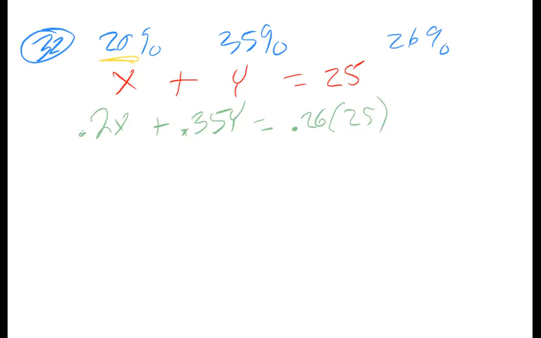Do you kind of see that equation in red embedded in the green one? X plus Y equals 25. It's kind of there, right? Okay.